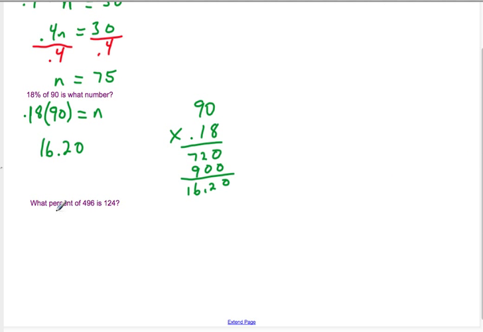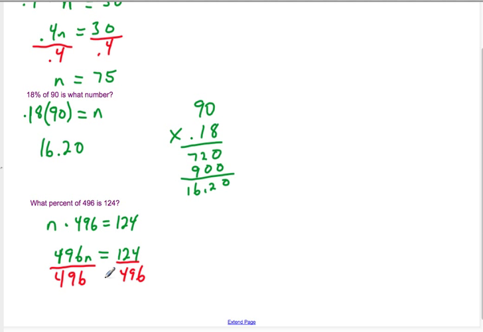Again, direct translation. What percent? So I'm going to use a variable here. You could also use a variable over 100. The difference, I'll explain in a moment, so is 124. So what percent of, is multiplication, 496 is 124. Again, we're isolating the variable, so we're going to divide by 496. I'm going to rewrite this really quick in a form that you would normally see it, like that. Now we're going to divide by 496.